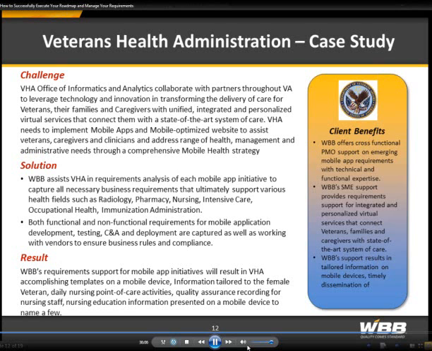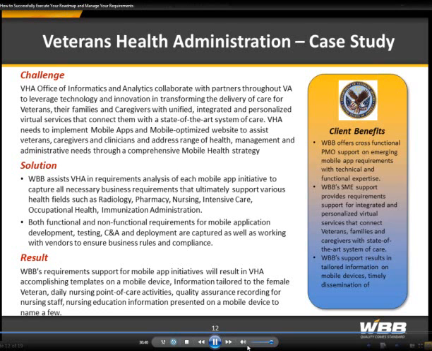And one of the goals is for them to implement mobile apps and mobile optimized websites. The websites that they are trying to develop, they make sure that they are also mobile optimized to assist veterans and clinicians and be able to address a whole range of health, management, and administrative needs. When it comes to veterans and their families, being able to check their benefits, look into the deductibles, see where things stand, where their claims are, when they are going to get paid, a huge backlog that is out there, and then they want a very comprehensive mobile health strategy to be able to do that.